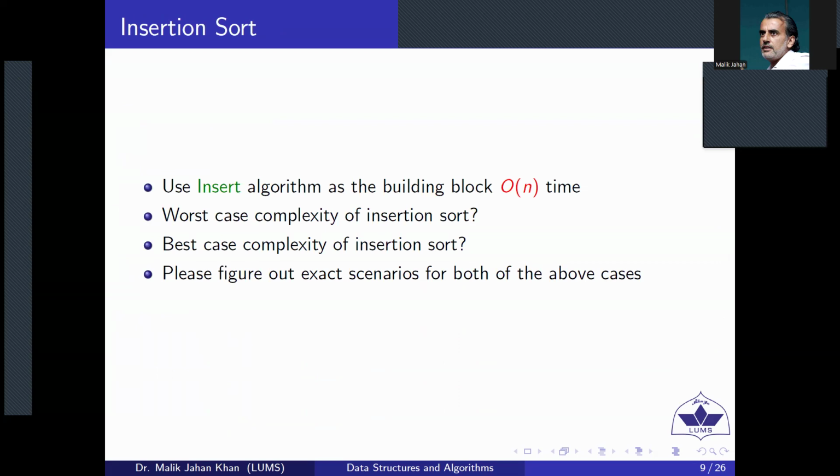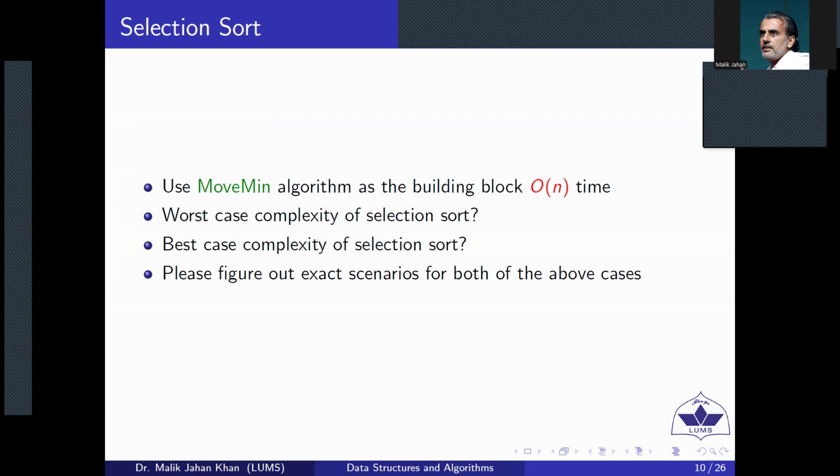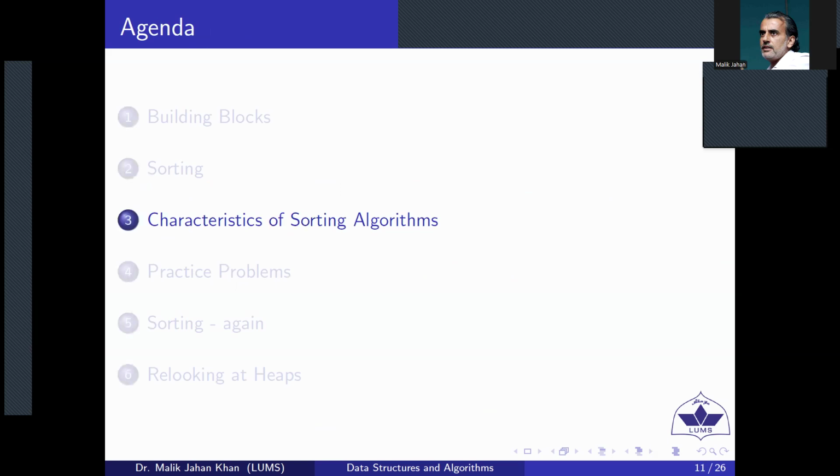So what we saw is that we are using the insert algorithm as a building block. We figured out its worst case complexity as well as best case complexity. And now your task is to find those examples for the best case and the worst case. The same is the case for selection sort. We have figured out the worst case and best case complexities; try to write them more formally, and try to come up with the exact examples which reflect the worst case as well as best case scenarios.